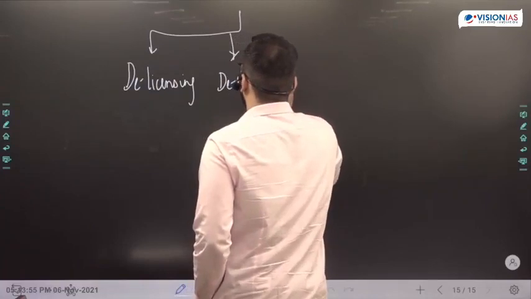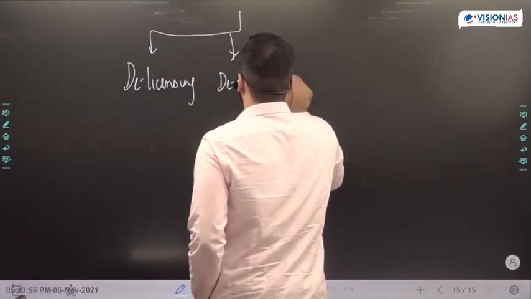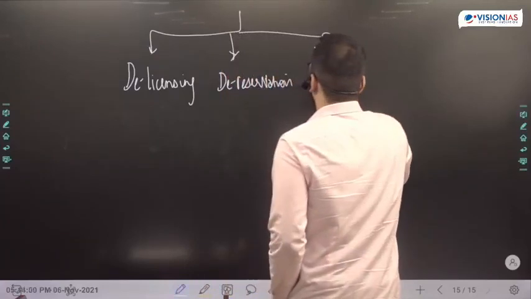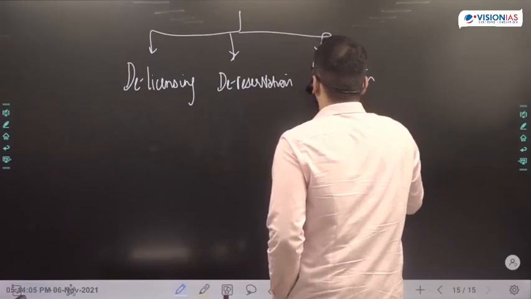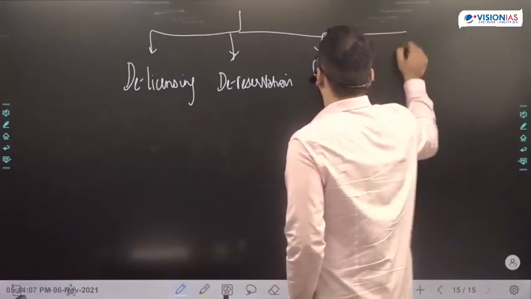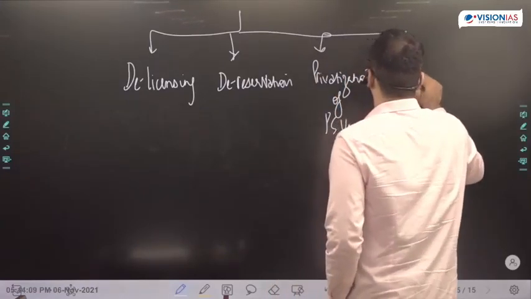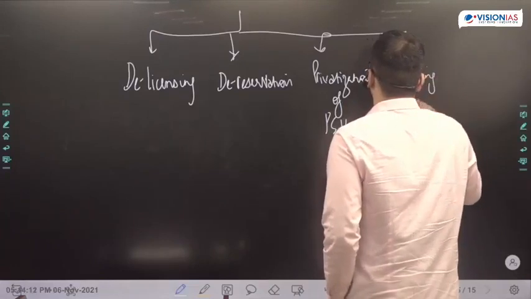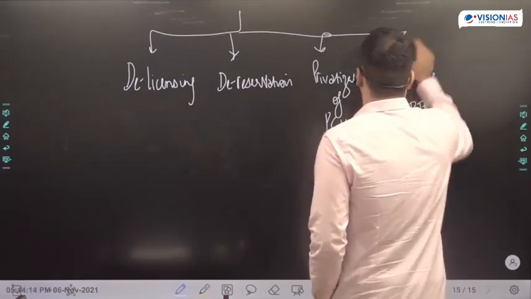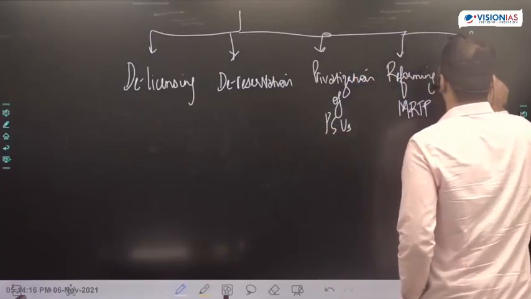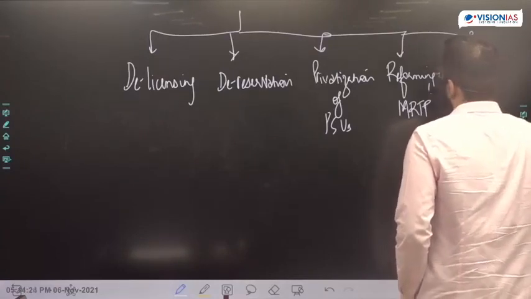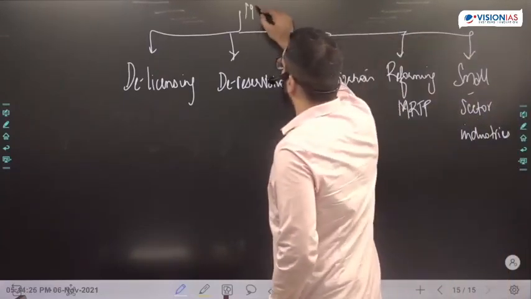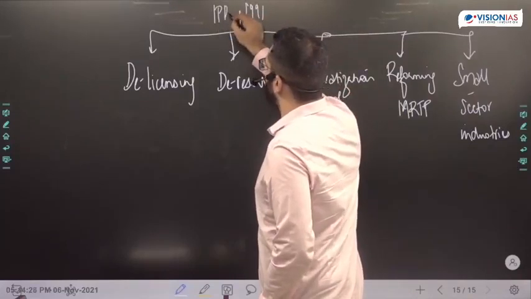Dereservation. Opening up sectors for privatization of PSUs, opening up sectors for private. Reforming the MRTP law. Then initiatives for small sector enterprise. This is your IPR 1991 in brief.